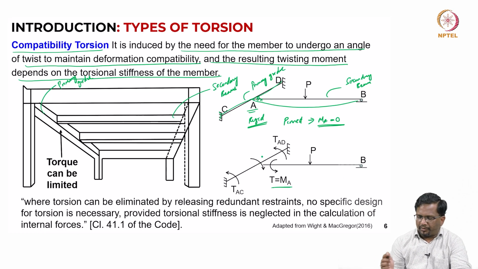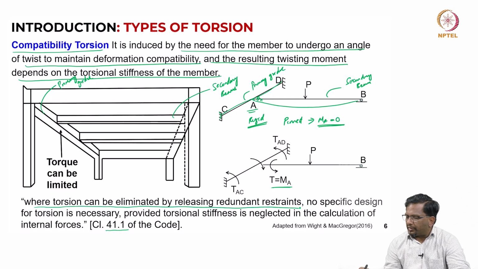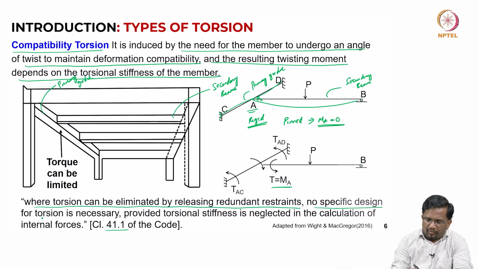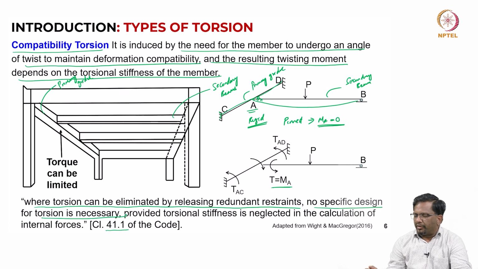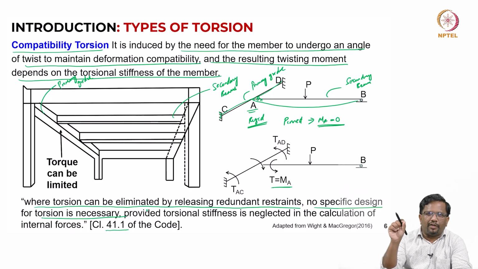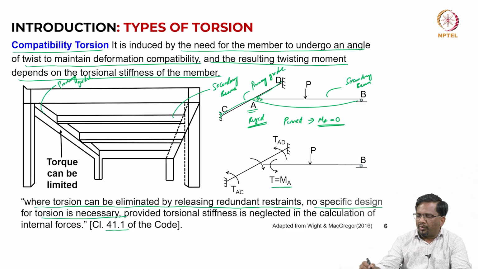Now, that is what the code says, clause 41.1 if you look at it, where torsion can be eliminated by releasing redundant restraints, no specific design for torsion is necessary. What does that mean? If I am designing this as a pin joint, then the torsion will not get transferred to this primary girder CD. But when we do the analysis also, we have to explicitly create a hinge and make sure that the torsional stiffnesses are neglected in the analysis.